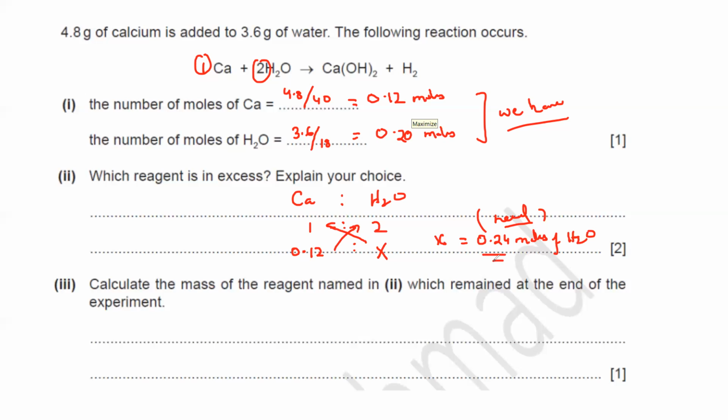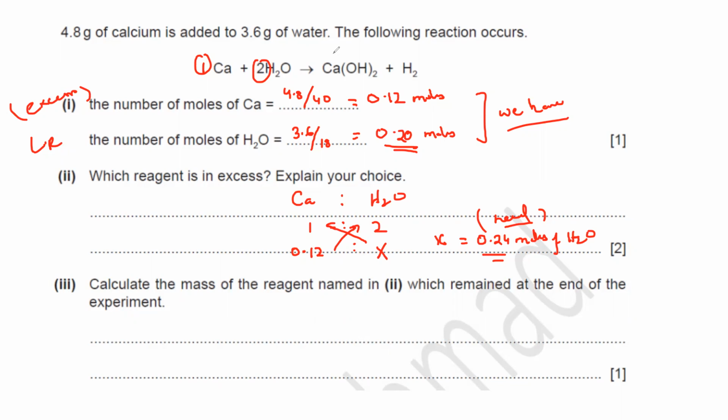Yes, you can take the ratio of water to X also. It does not make a difference. Either one you can consider as X and compare. I will solve the question with both: first considering water as X, and then considering calcium as X. You'll get the same answer. So for a complete reaction, we need 0.24 moles, but we have only 0.2 moles. So water is the limiting reagent and calcium is in excess. We have more calcium for a complete reaction as compared to water.